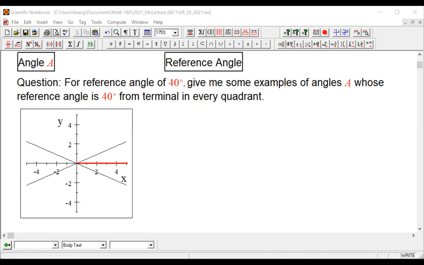Okay, follow Chris' example. He did a perfect job. Those examples are right, but your example should be different from his. Your four angles must be different from Chris, for example. So, Professor, with the same reference angle 40 degrees? Yes, absolutely. We're going to wrap it up, but we're going to have a closure.